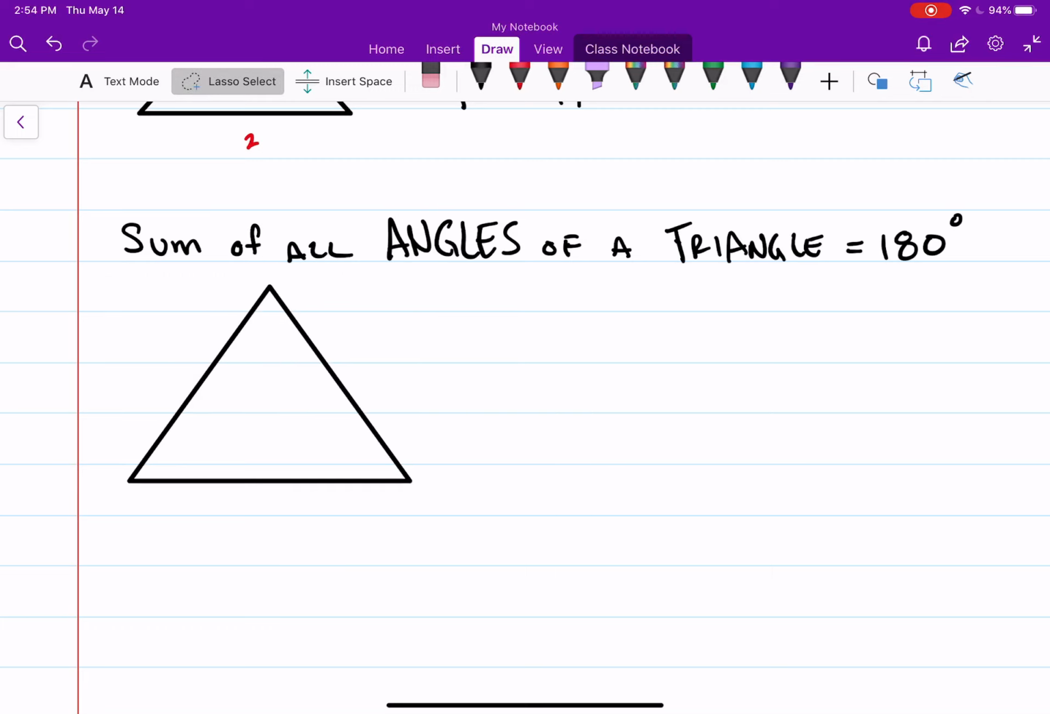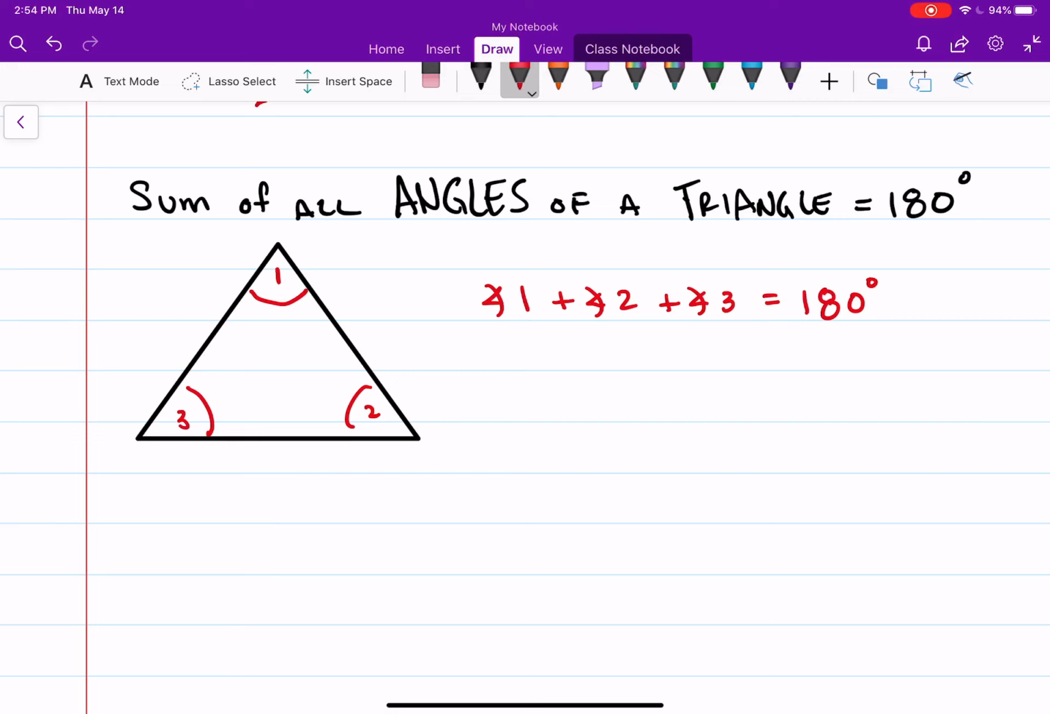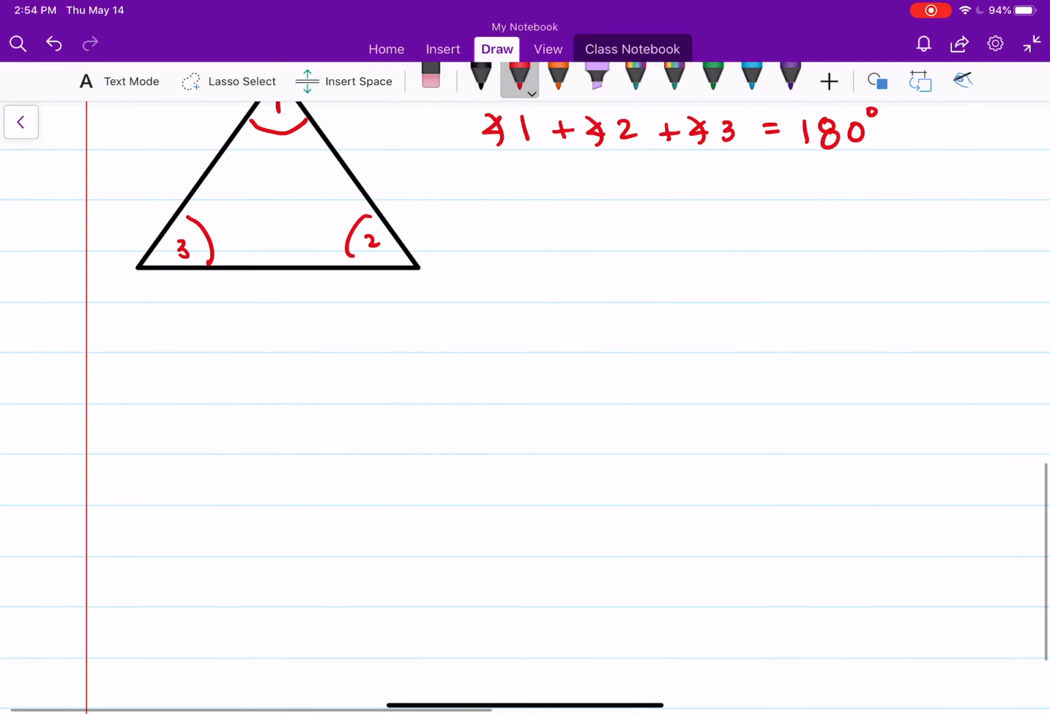So, if I said that this was angle 1, angle 2, and angle 3, this is the way you would write it. Angle 1 plus angle 2 plus angle 3 equals 180 degrees. Okay? So the sum of the three angles. You can use any triangle. If you measure all three angles, it would add up to 180 degrees. All right? So that's the other thing you need to know.